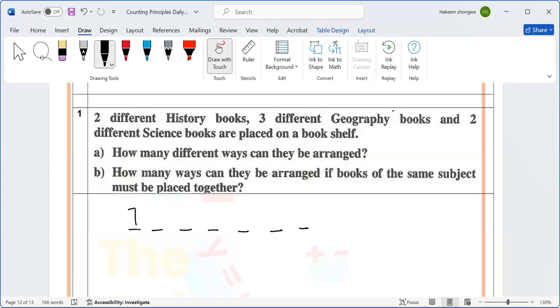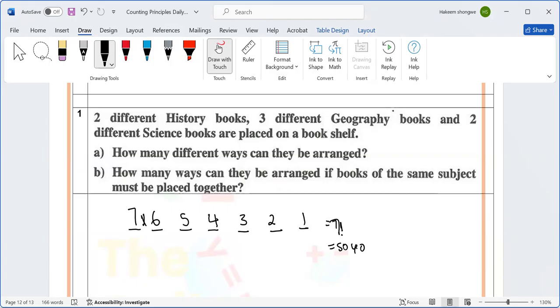Now, when we go to the second one, we are going to have what? 6. When we go to the next one, we're going to have 5, 4, 3, 2, 1. So how many ways can they be arranged? It's going to be 7 factorial, which is going to be 5040. That is the number of ways that we arrange them.